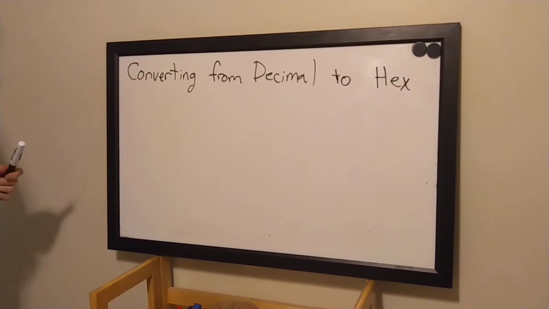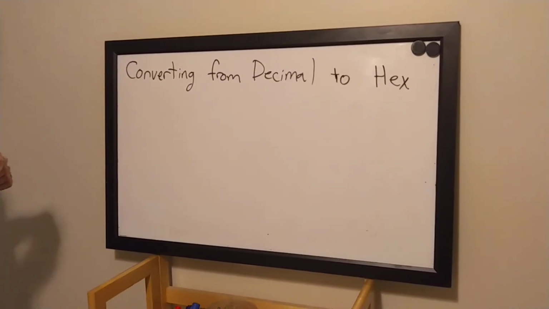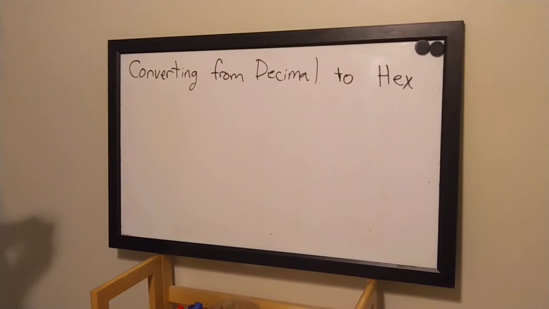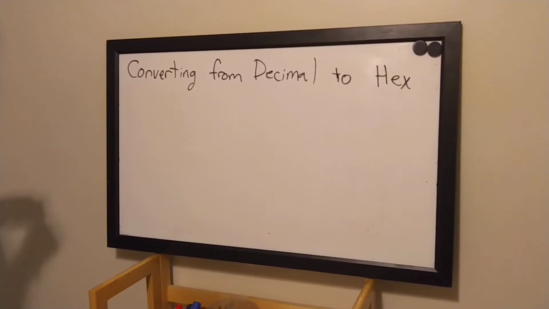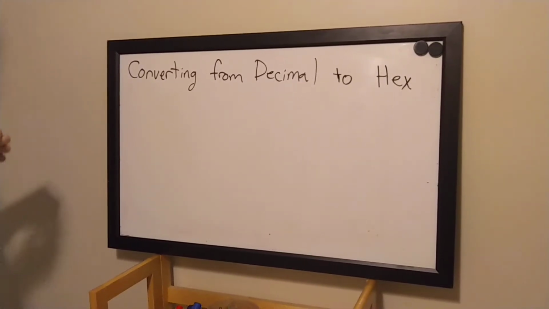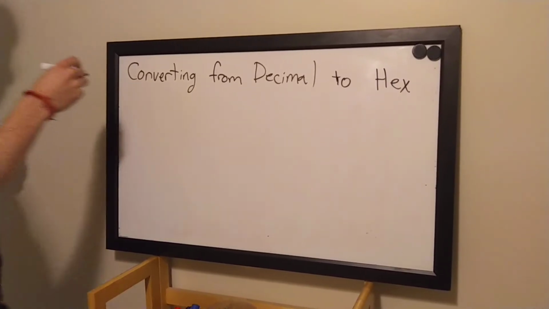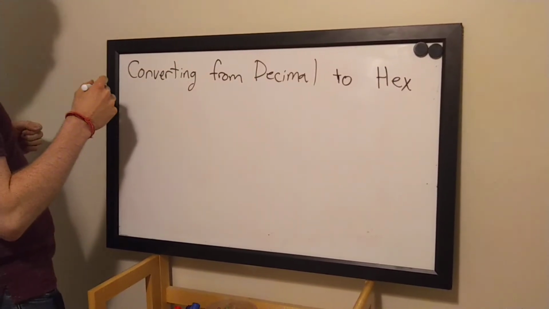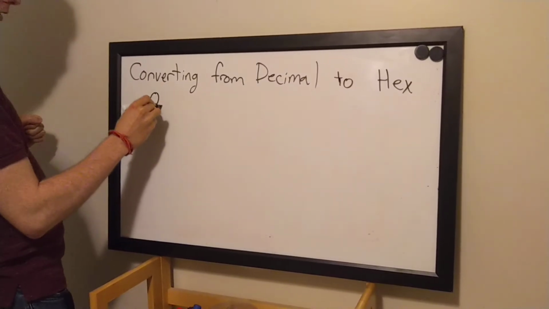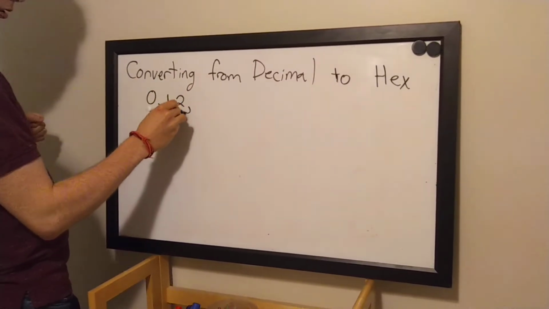So this is a lesson on how to convert from decimal to hexadecimal. First, before we start, we should actually understand what digits we use to represent hexadecimal. So I'm going to write all those digits out now. We use the digits from 0 all the way up to 9.